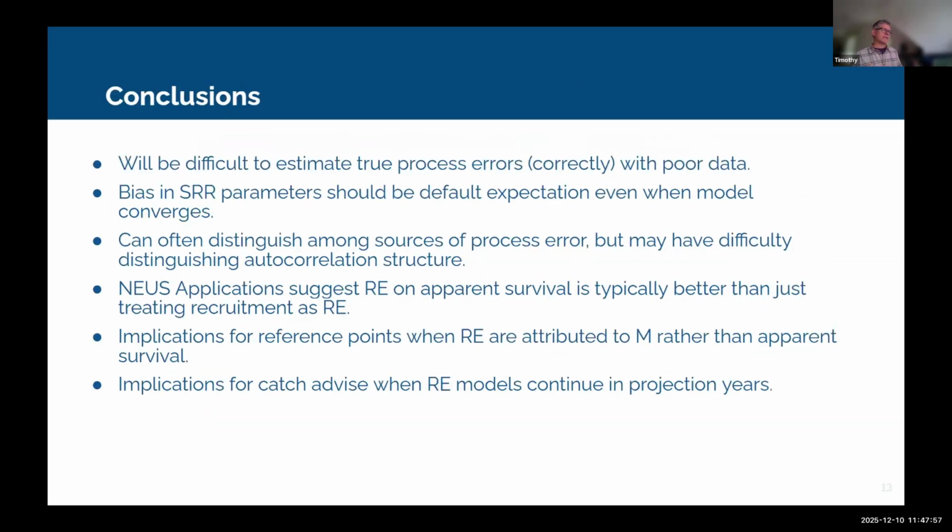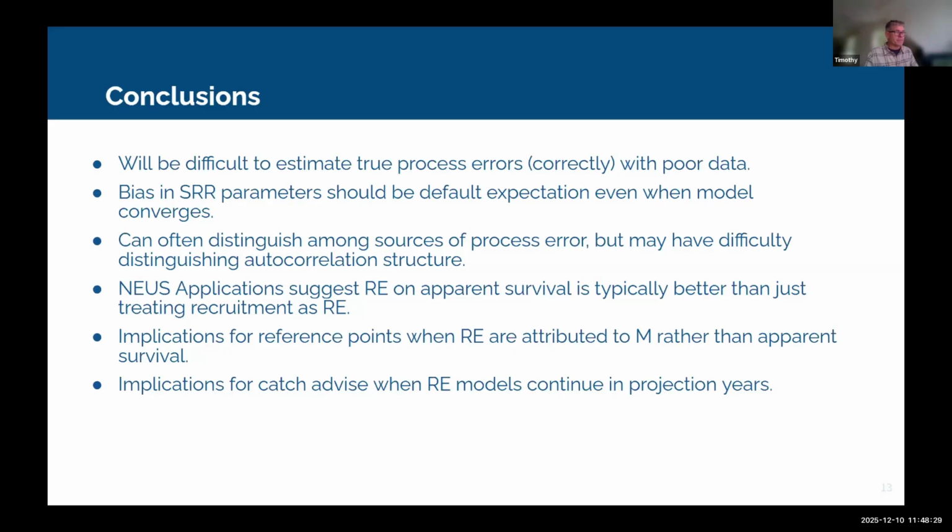Yeah, and just more conclusions now. Estimating the true process errors correctly is going to be challenging. You need to have good data. Again, the default expectation should be that you're going to have bias in your stock recruit relationship parameters when you're trying to estimate those. And I don't know that is specific to state-space models. I think when you're estimating these, it's going to be challenging with the data that we have generally.